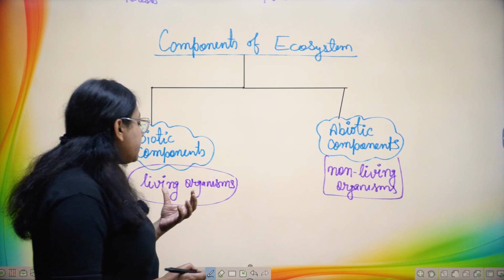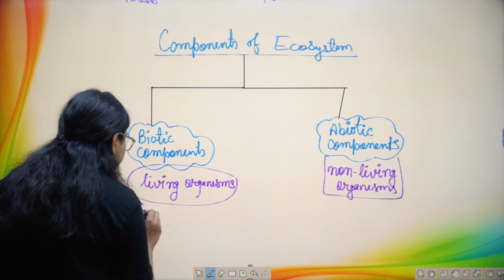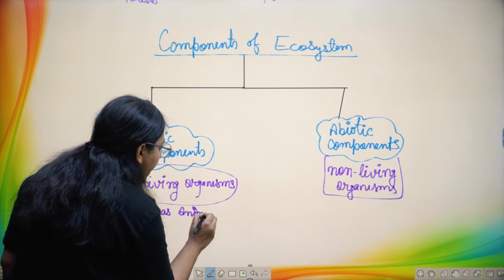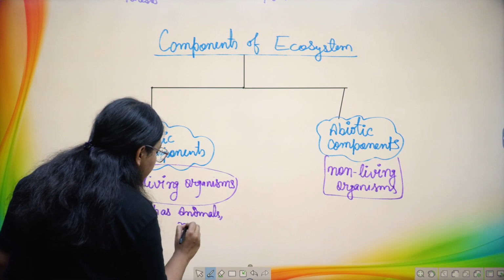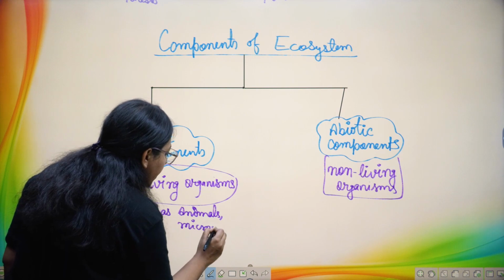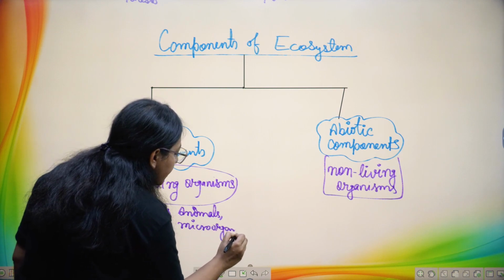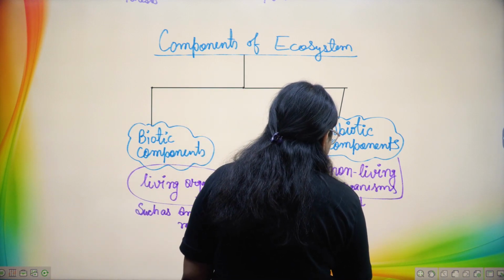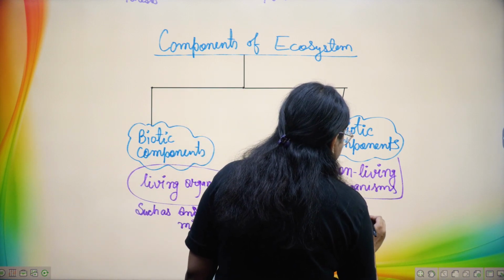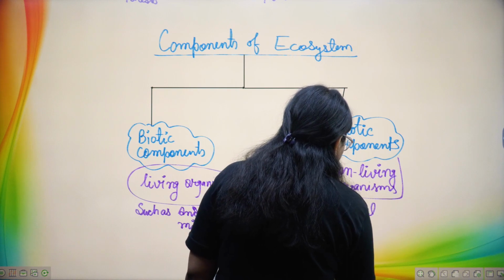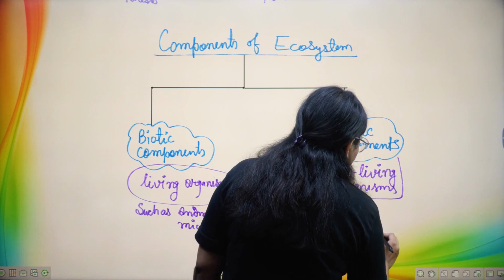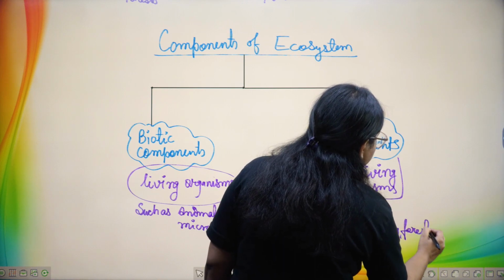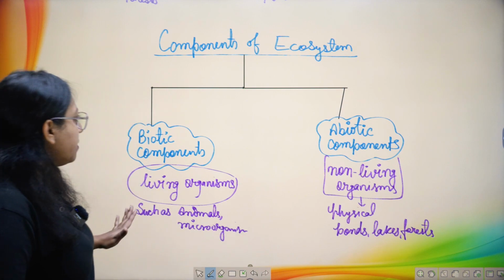Biotic components consist of living organisms such as animals and microorganisms. And abiotic components are the physical things, physical parts such as ponds, lakes, forests. These are the abiotic components and the biotic components.